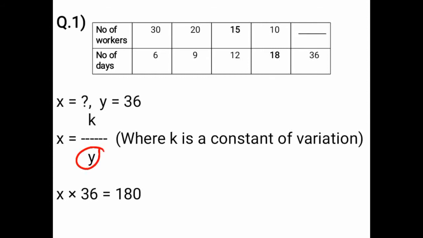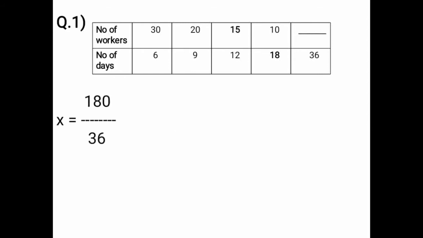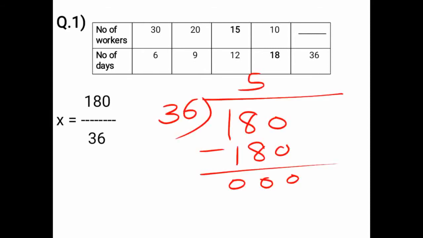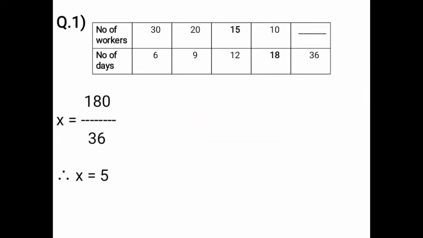The y value which is given here, I have substituted. x you have to find, means number of workers you have to find, and constant of variation I have substituted here. Now multiply this. x into 36 is 36x is equal to 180. Now divide. x is equal to 180 by 36. I have divided 180 by 36. I am getting the quotient 5. Therefore, x is equal to 5. The answer which you got, x is equal to 5, you have to write in this column.